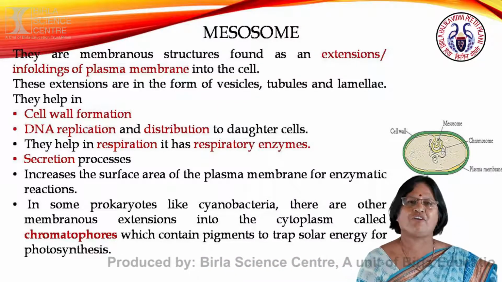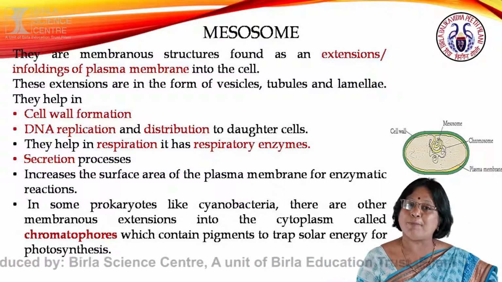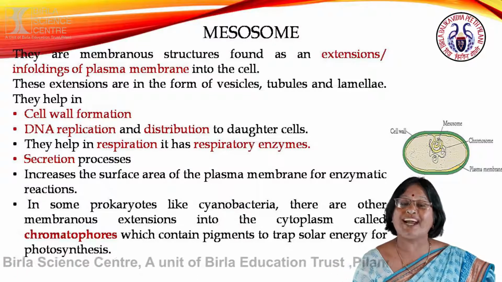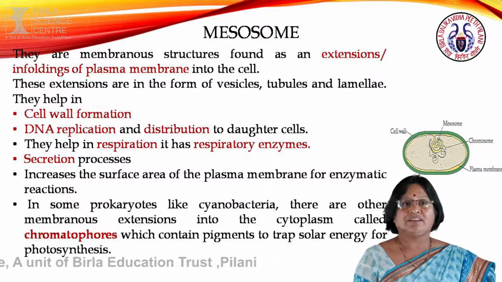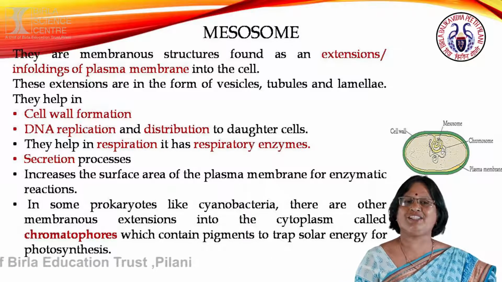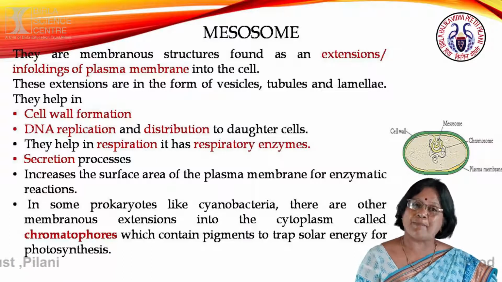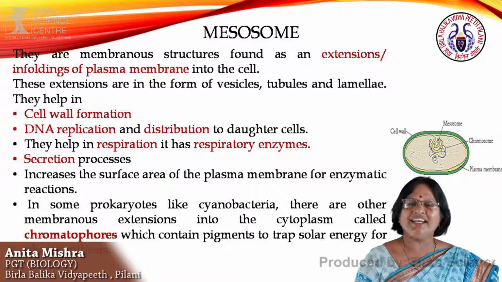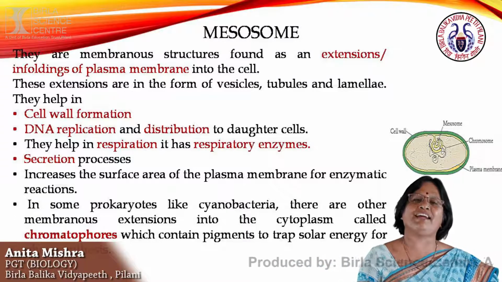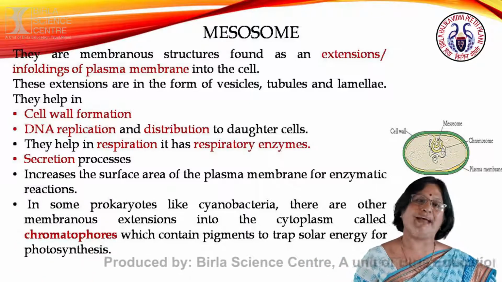Now what's the function of mesosome? The mesosome is responsible for the formation or secretion of peptidoglycan, and hence it forms the cell wall. The second function of the mesosome is that it helps in DNA replication. And once the DNA has replicated, it distributes the replicated DNA into the daughter cells during division of a bacterial cell.